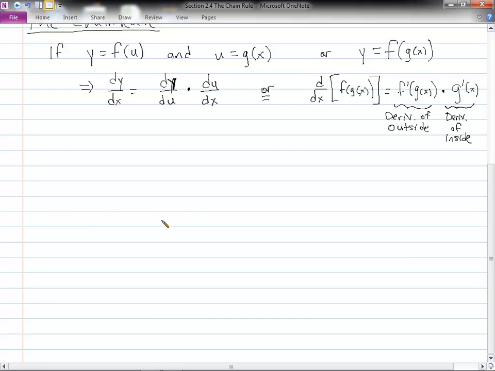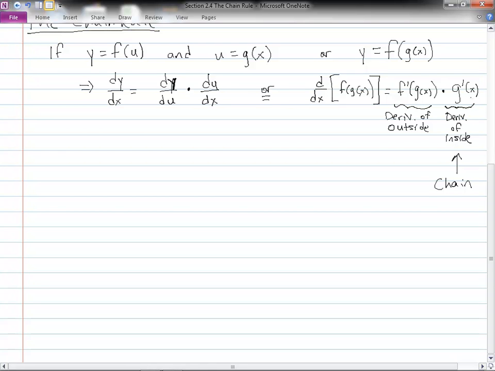Okay? So the chain rule is basically like this chain that links together. You take the derivative of what's outside and then multiply by what I'll call the chain. Multiply by the chain is to multiply by the derivative of what's inside.